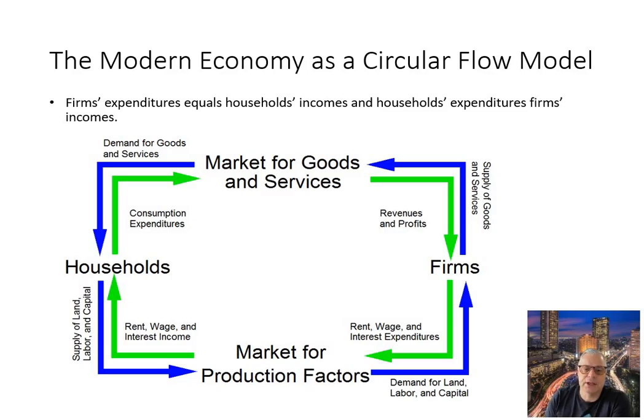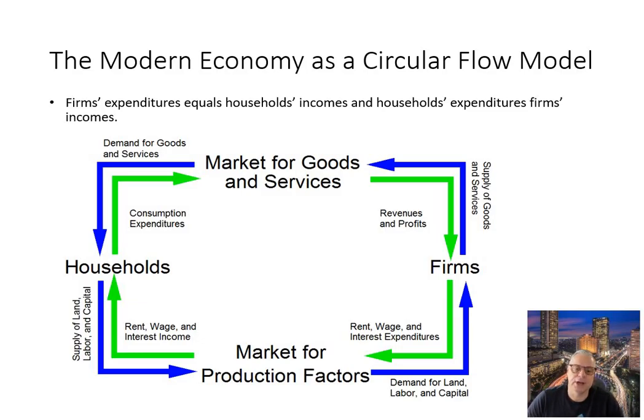And you see here blue arrows and green arrows. So the blue arrows is the real sector of the economy, and the green ones is the monetary sector of the economy. So let's start with the households. The households supply land, labor, and capital on the market of production factors, where the firms demand land, labor, and capital in order to produce and then supply goods or services, which then in turn are again demanded by the households. So that's the real sector of the economy.